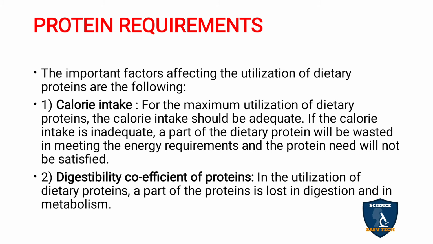If you take adequate carbohydrates, protein will be utilized for bodybuilding and repair. But if you take a diet deficient in carbohydrates, or if you do not take your calories, carbohydrates properly, what will happen? The protein will be acting as a source of energy. Since the protein is utilized for energy purposes, it will not be utilized for other purposes like bodybuilding. Next, digestibility coefficient of proteins. In the utilization of dietary proteins, a part of the proteins is lost in digestion and metabolism.